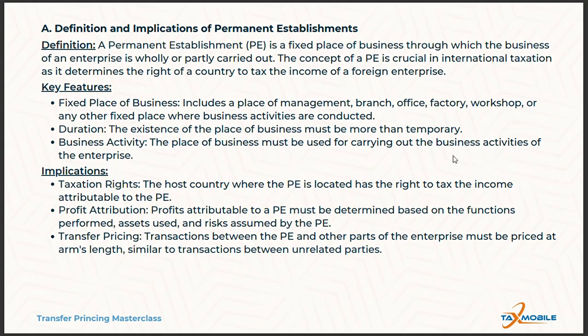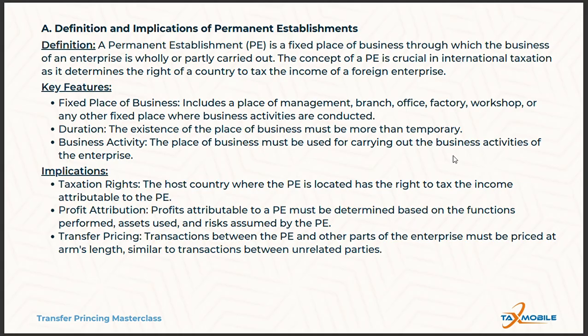Now, to determine if a business constitutes a permanent establishment in a foreign country, three essential features must be considered. One is a fixed place of business. A permanent establishment must have a physical location. This could be a place of management, a branch, an office, a factory, or even a construction site. The physical presence must be geographically identifiable.